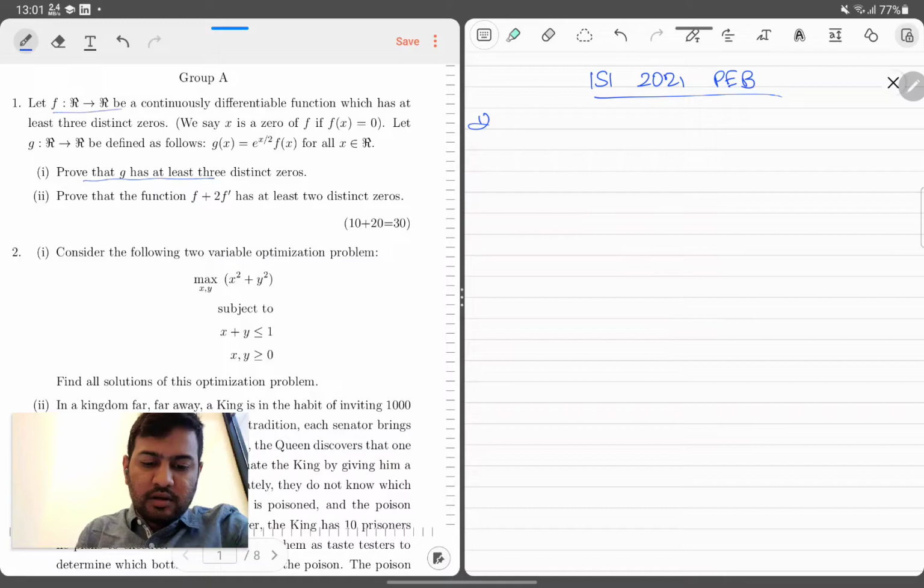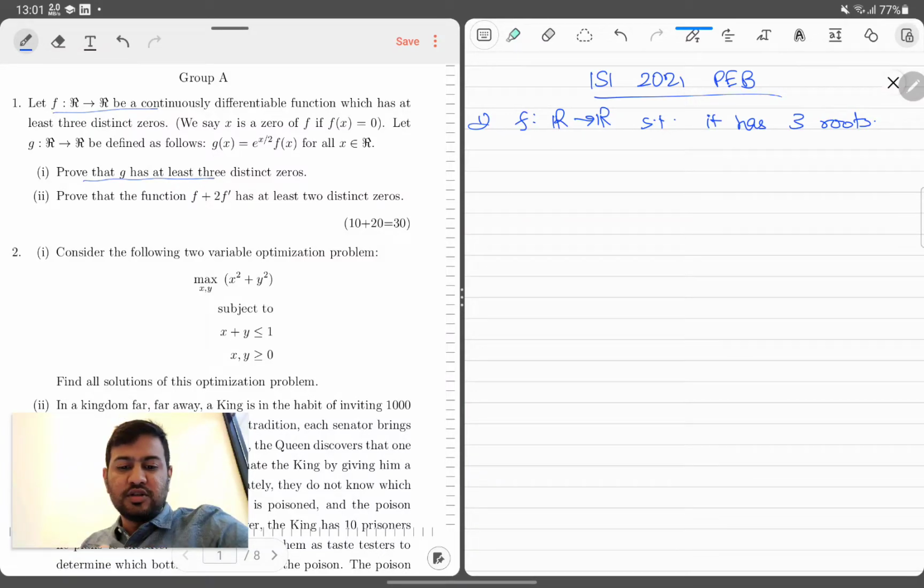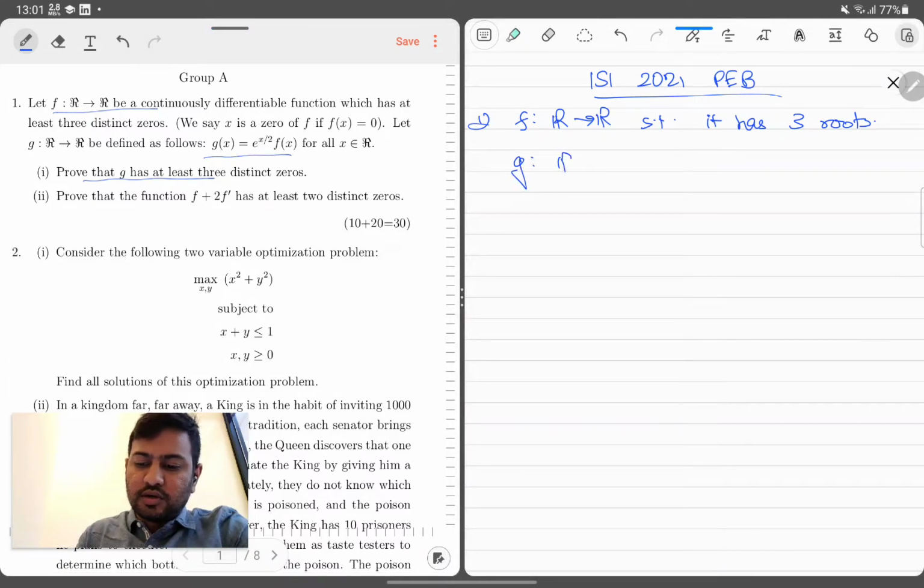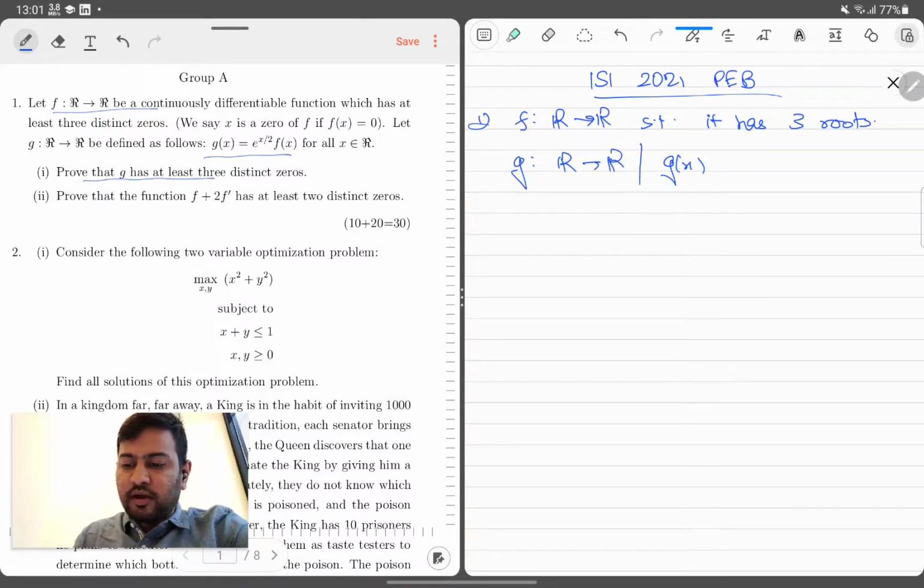function R2R. So f is a real valued function such that it has 3 roots. Right, so it's a continuously differentiable function, so it has 3 roots. We have to show that another function g, which is again R2R and defined as g of x is equal to e to power x by 2 f of x, also has 3 roots.